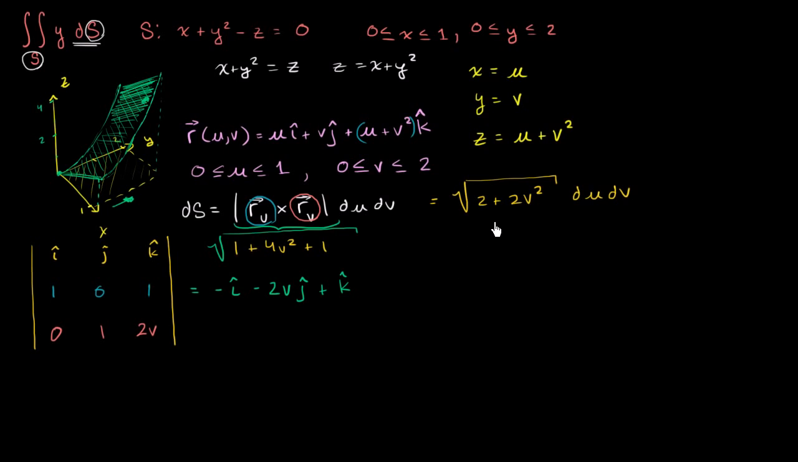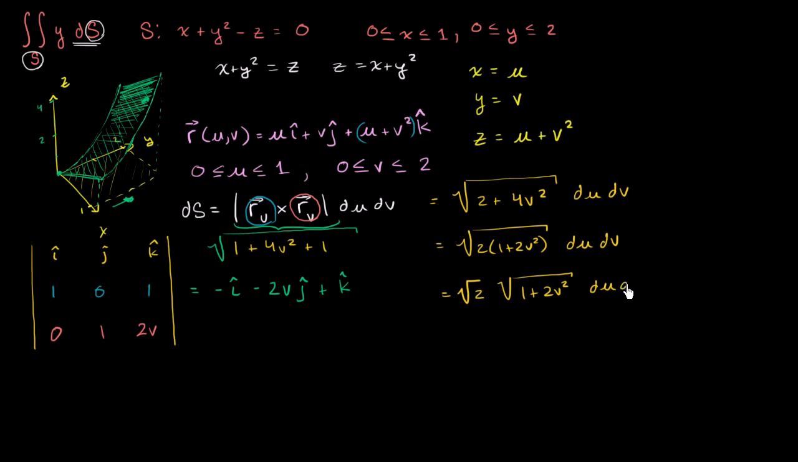2 plus 2v squared du dv. Actually, I almost made a mistake. That would have been a disaster. It's 2 plus 4v squared du dv. And maybe it'll help us a little bit if we factor out a 2 right over here. So this is the same thing as 2 times 1 plus 2v squared du dv. If you factor out the 2, it is equal to the square root of 2 times the square root of 1 plus 2v squared du dv.